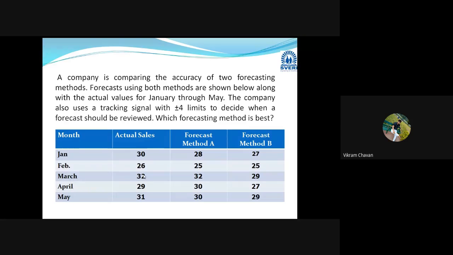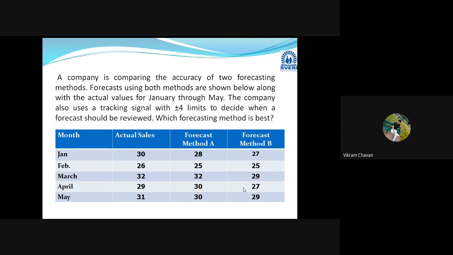Then for the March month, the actual sales was 32 unit, and forecast by using method A is also 32 unit. Forecast by using method B was 29 unit. For April, actual sales was 29 unit; forecast by method A was 30 unit, and by method B was 27 unit. For May, the actual sales was 31 unit, forecasted sale was 30 unit by method A, and by method B the forecasted sale was 29 unit.